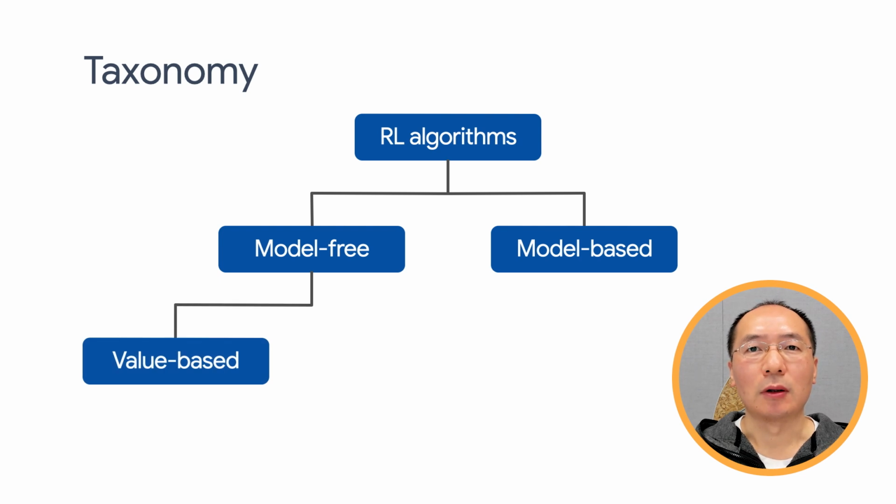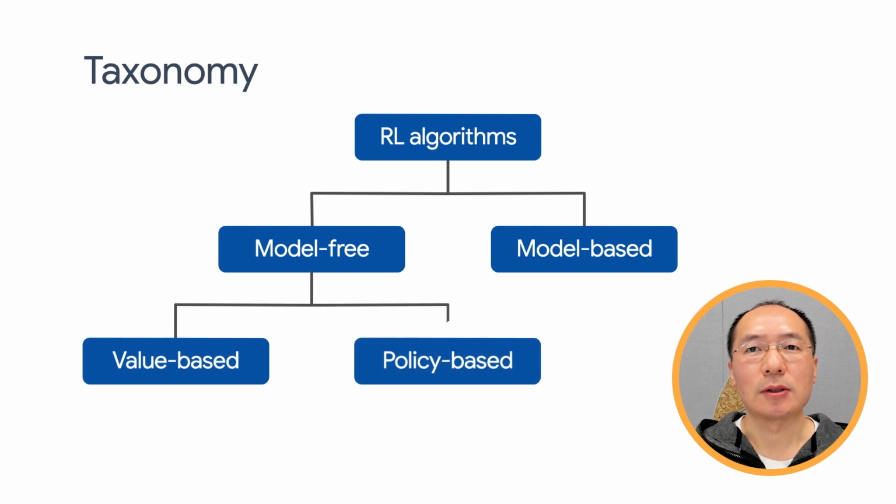In model-free RL, there are value-based methods and policy-based methods. In value-based reinforcement learning, we learn a function that predicts the value of the action based on the agent's state, and then we choose the best action to optimize the agent. In policy-based RL, we directly train the agent to pick the best action based on the agent's state.